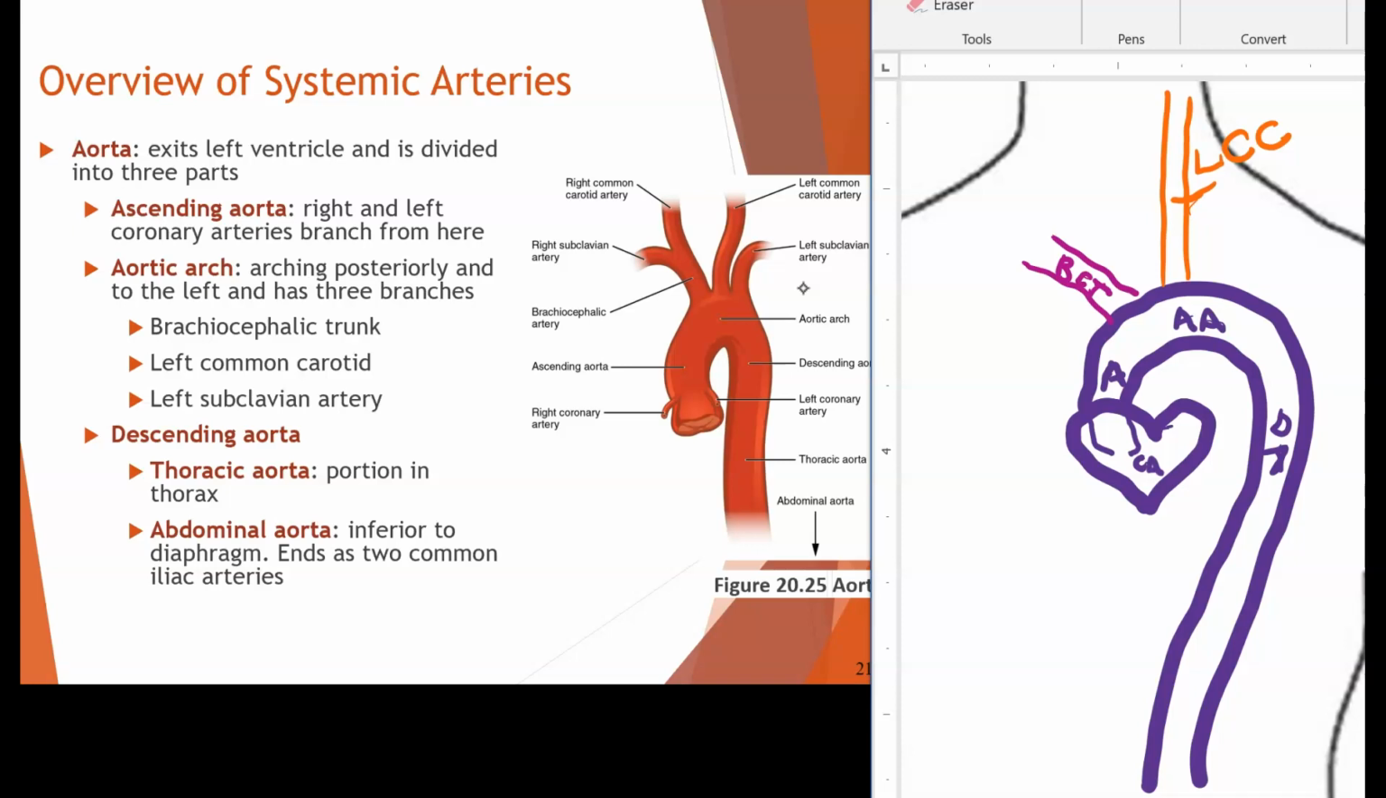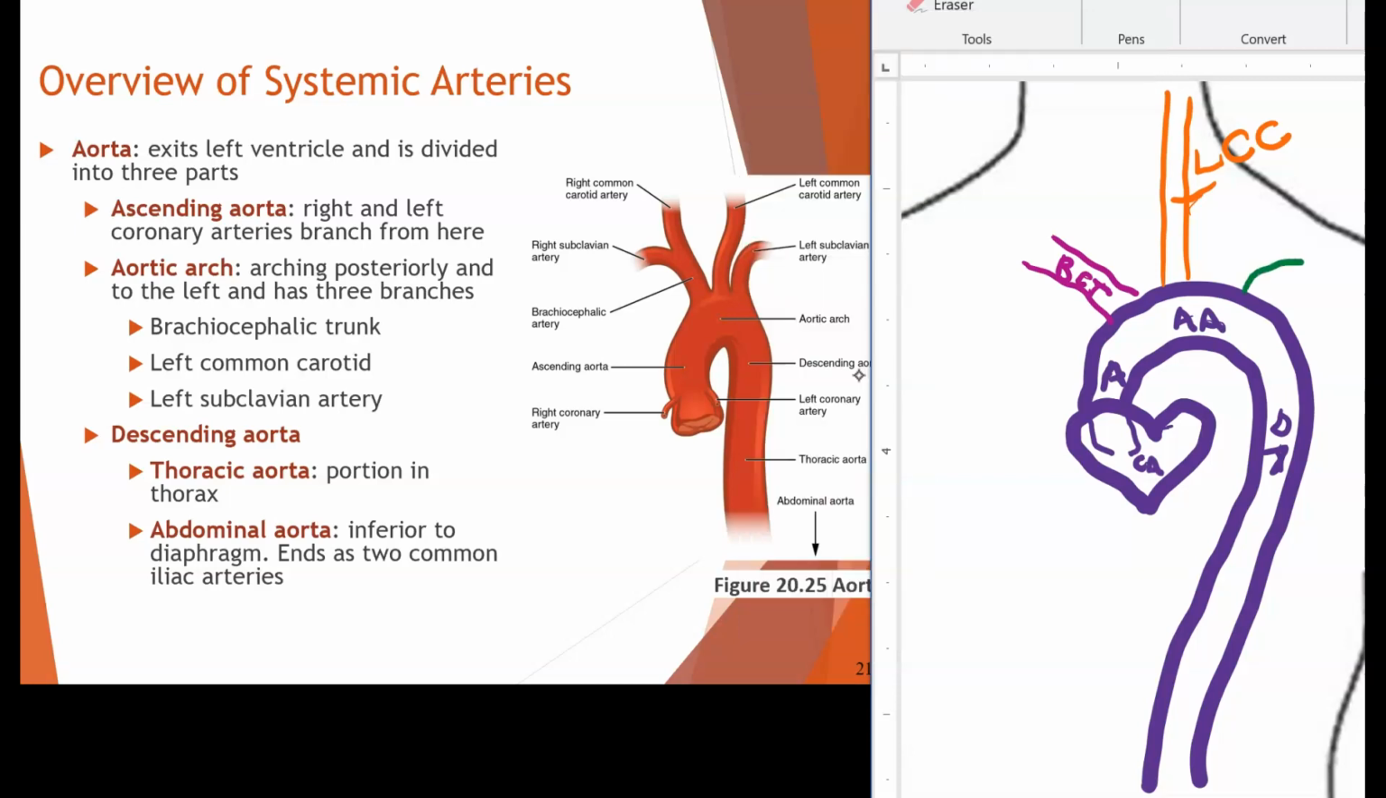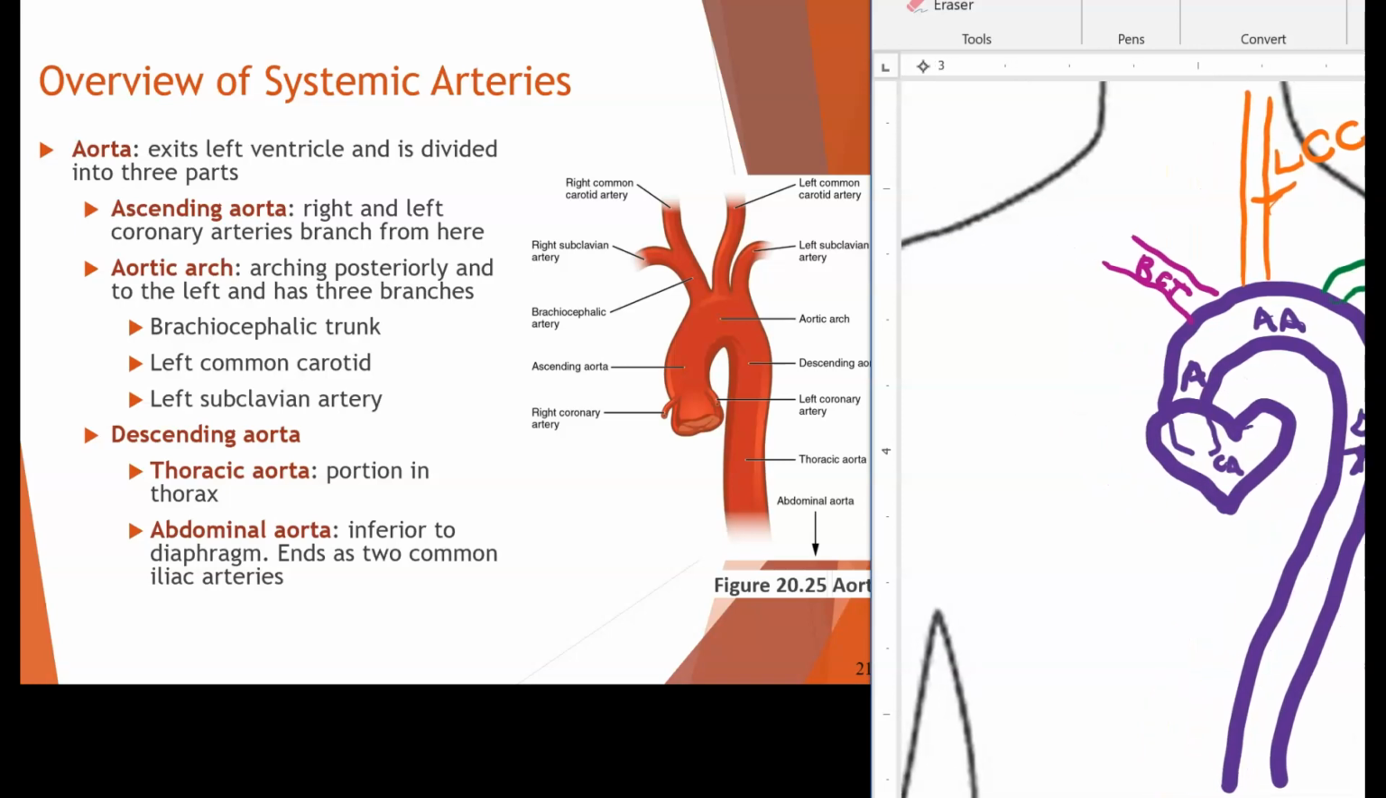And the last branch off of the aortic arch is going to be your left subclavian artery. So this is actually going to travel into your arm. Okay, so this is going to be my left subclavian. I'm going to put SC for subclavian artery. Okay, so if we go back to that brachiocephalic trunk, we need some carotid and subclavian arteries there.